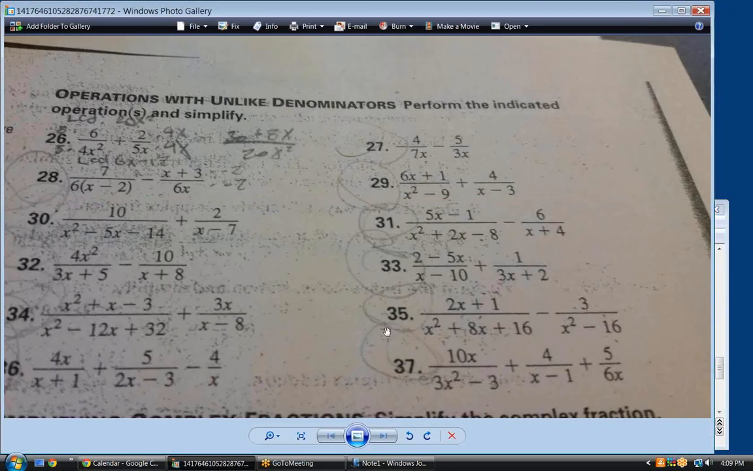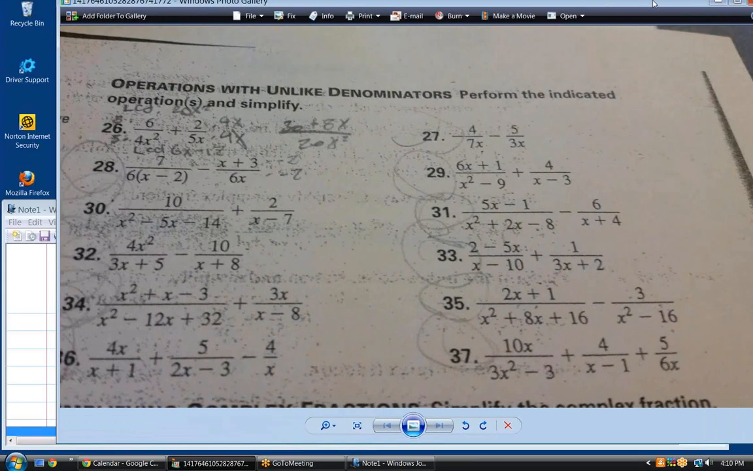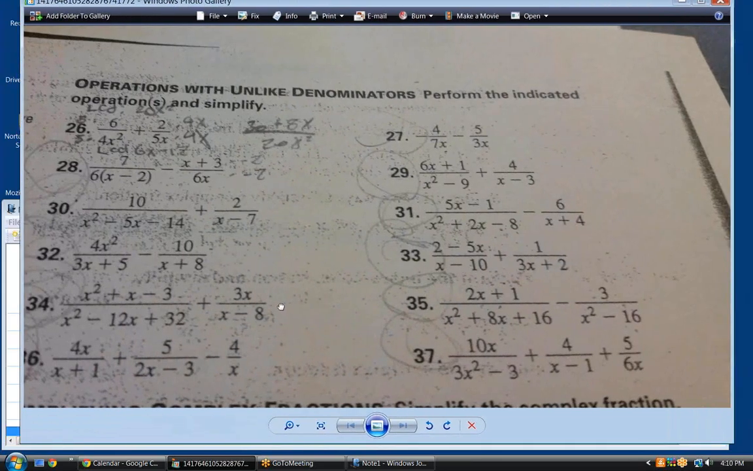Should we look at just the circled ones? Yeah. Or all of them are circled on that. I don't see 30. Is 30 circled? Yeah, it's just really faint. Okay, let's do 30.